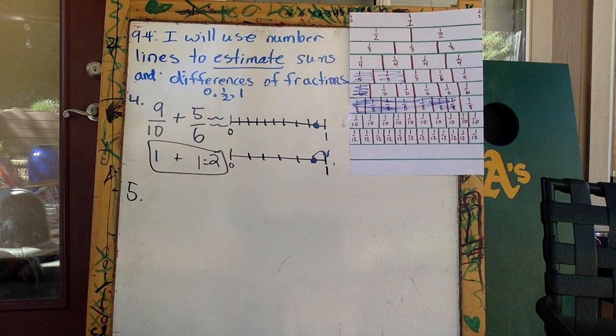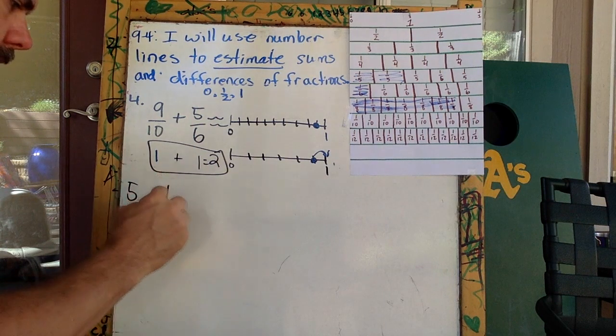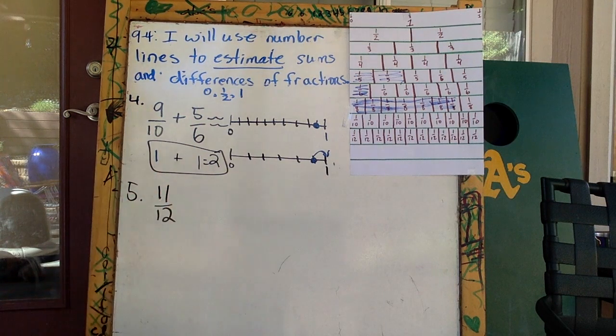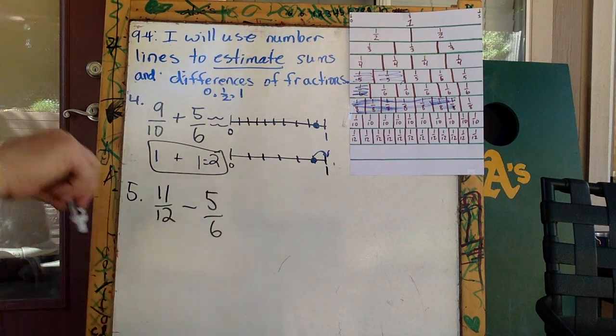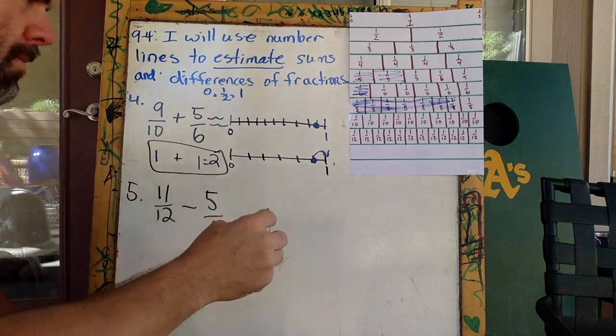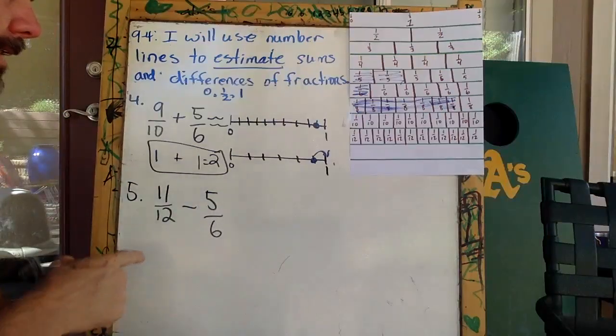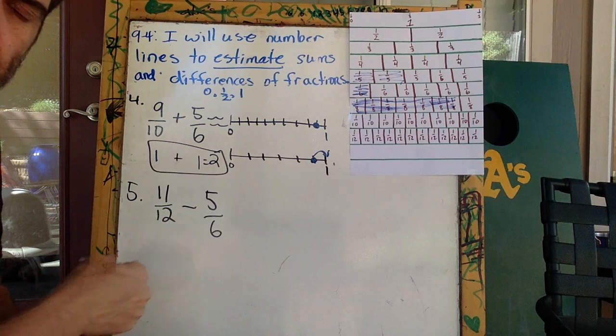Okay, question 5 is now a subtraction one. 11/12 minus 5/6. You can draw your number lines again. Go ahead and do that. Pause it, work it out. I'm going to continue with the answer.